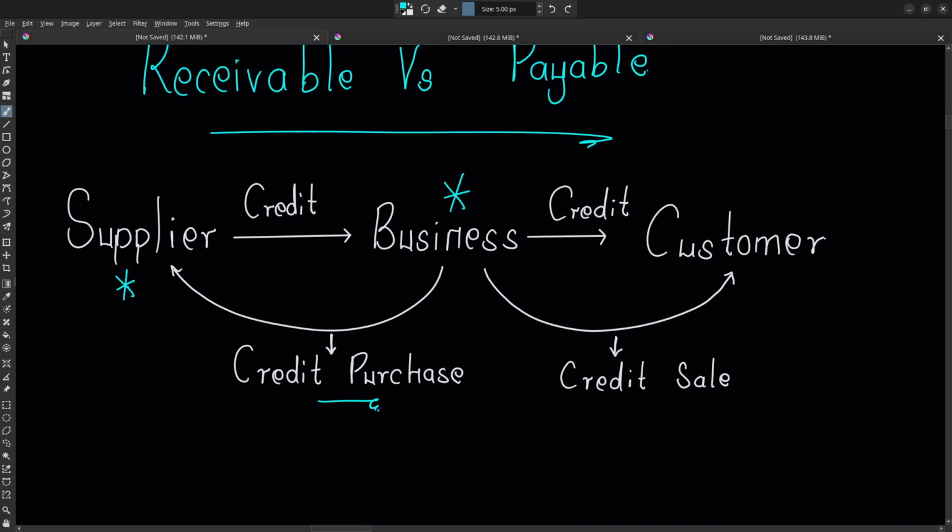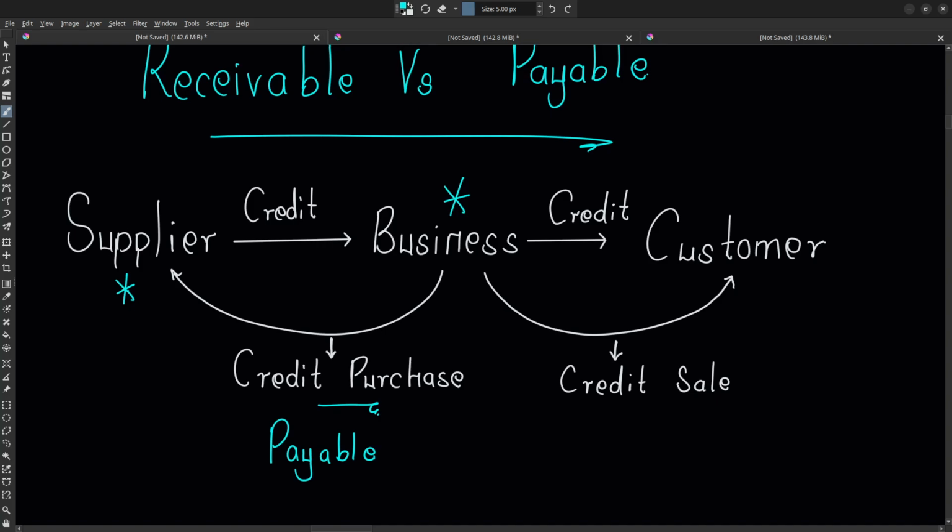Okay, and this is basically a credit purchase. So the supplier gives this business the goods, but they don't pay for now. They will pay later in future. They agree, say 20 days, pay me by the 20th day from now. So this is a credit purchase, and it creates an obligation to pay. It's just that they have not paid now. They have not paid now, but they have the obligation to pay in future, and that is where we call this a payable.